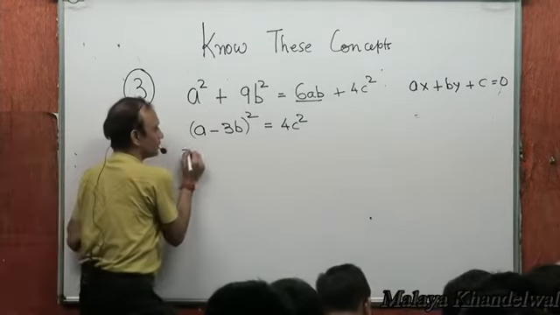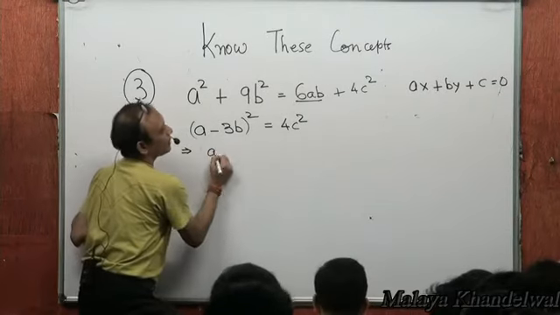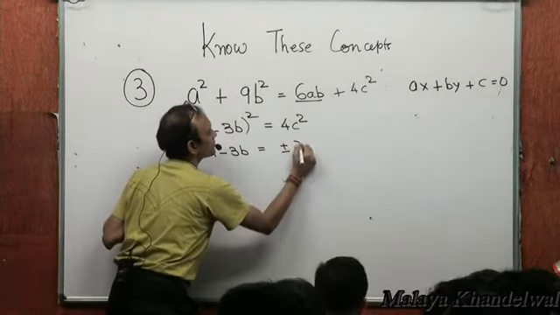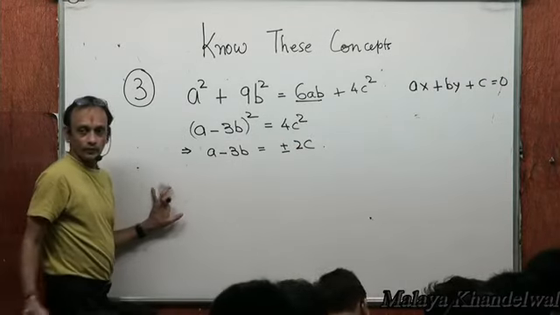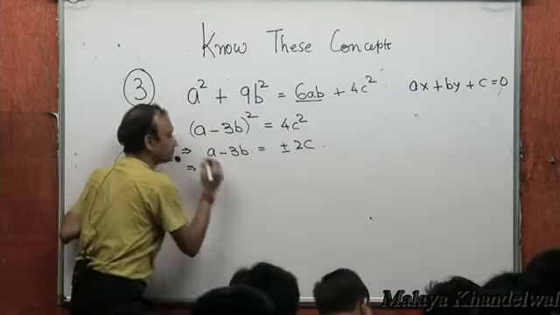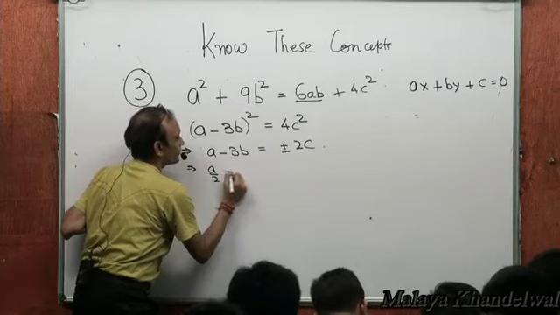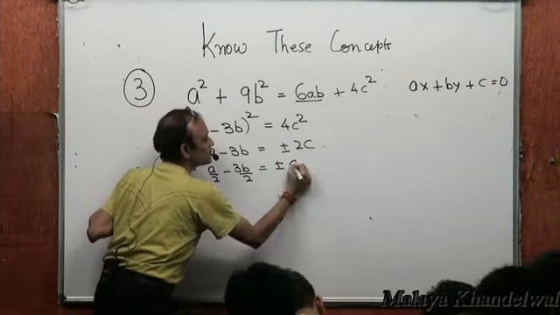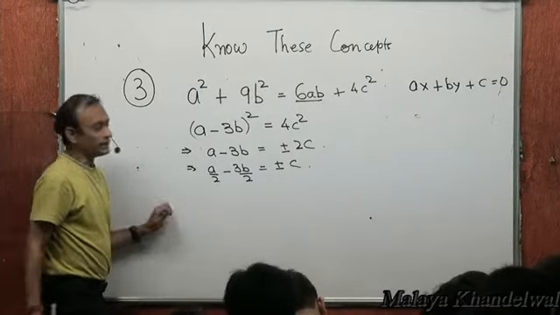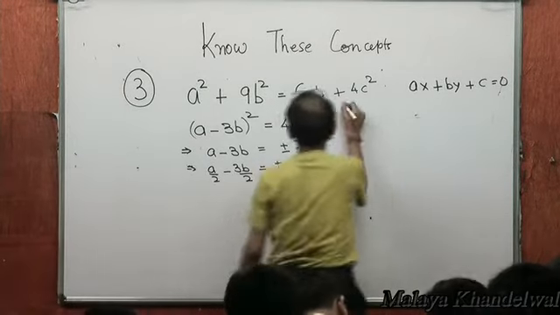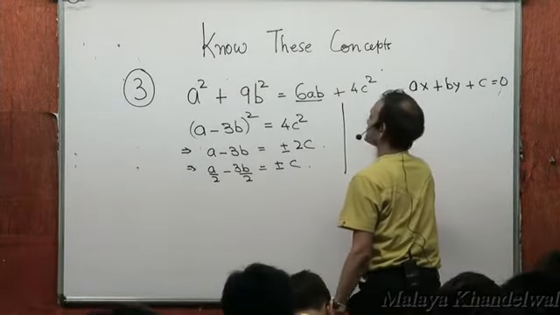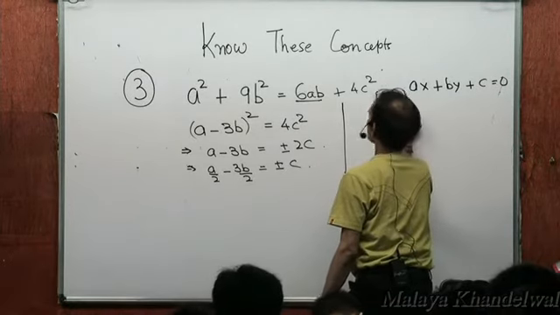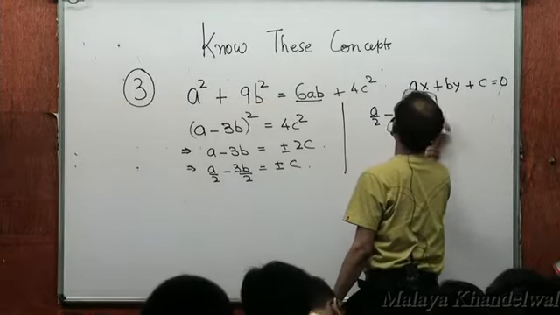Right? Or a minus 3b equals plus minus 2c, right? Or a by 2 minus 3 into b by 2 is plus minus c. Now, let me look at both cases, the plus sign as well as the minus sign. When I look at the plus sign, then a by 2 minus 3b by 2 minus c is 0.